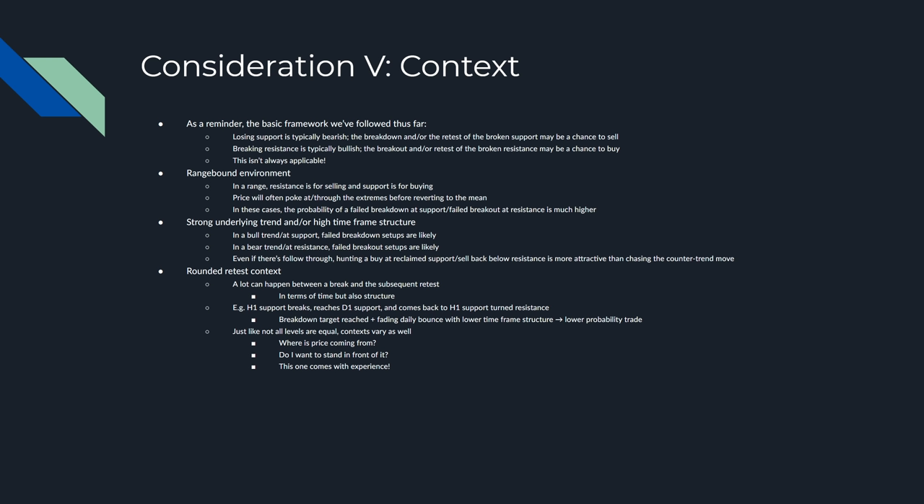Now the fifth consideration, context, is probably the most valuable, or I mean, I've already said that about one of the other sections, but this is important, right? Now, some points to revisit. So the basic framework we followed thus far: losing support is bearish, the breakdown and/or retest may be a chance to sell; breaking resistance is typically bullish, the breakout or the retest may be a chance to buy, okay? That's the model we've been working with. Now, it's important to note, as discretionary traders, that this isn't always applicable. In fact, there are times at which we want to ignore this or even do the opposite. And these are just a few of them.